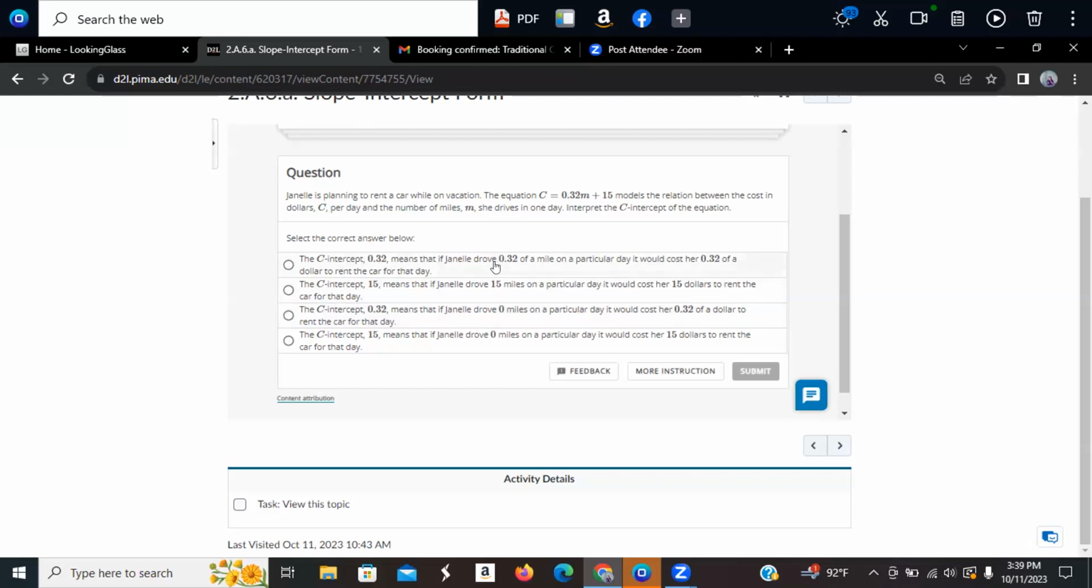Would it be the first one? It is not the first one. The third one. It is not the third one. What is the intercept in that equation? It's not the number in front of the letter, it's the other number.